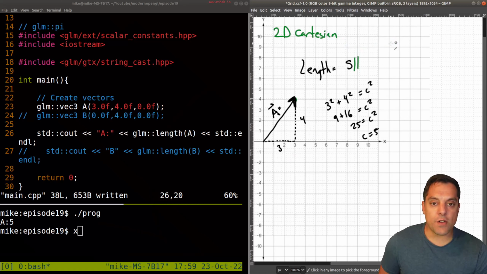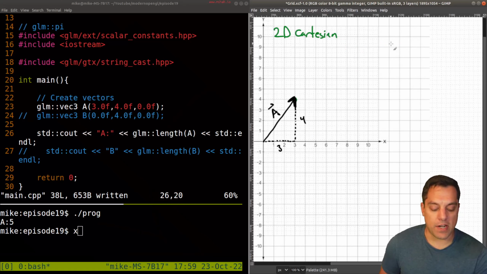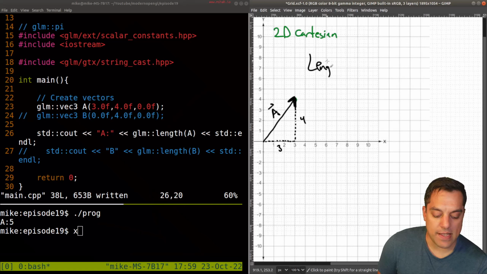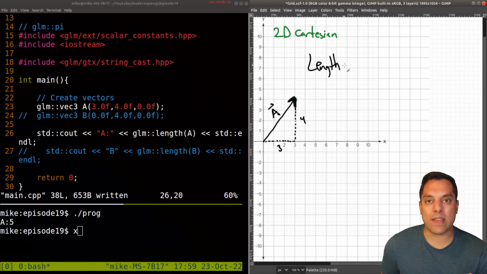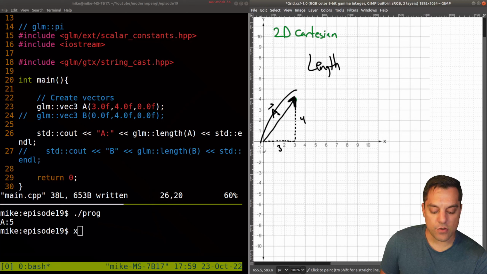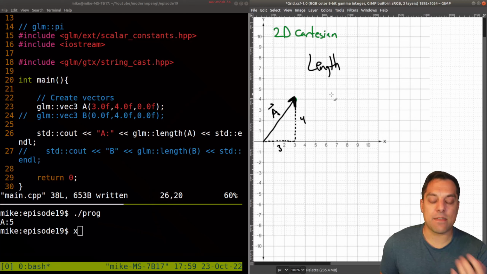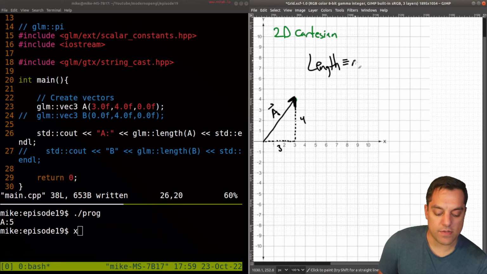Now, we also have another word for this, so I'm going to clear this out as we do another example. You'll hear this as length, or remember what a vector is: something with a direction and a magnitude. So length is sort of synonymous with magnitude.